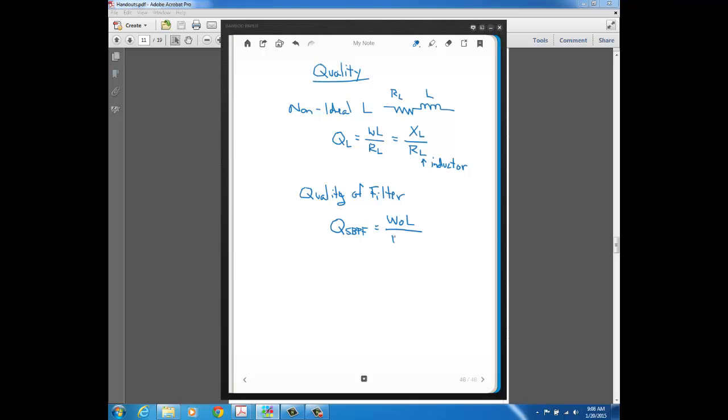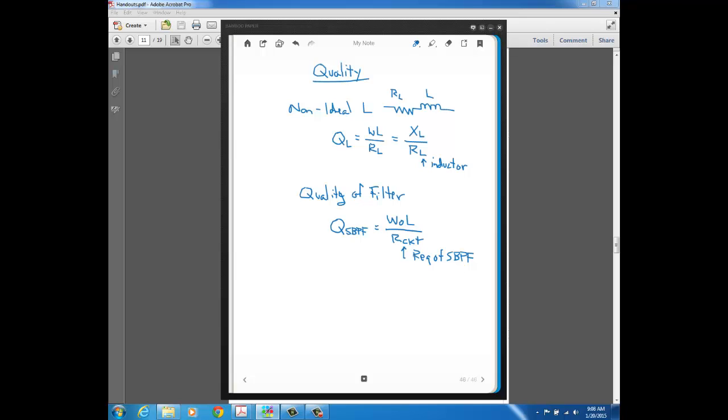And then this R, it's not R of the inductor, but R of the circuit. Okay, so for a series bandpass filter, this is just going to be the REQ of the bandpass filter, okay, of the series bandpass filter. And we're going to see examples that involve both these quantities later on. Okay, so that's what quality is.